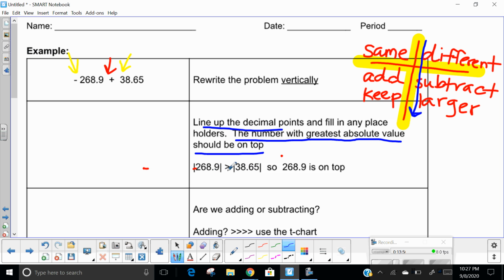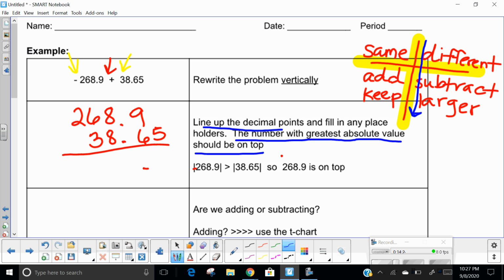So we know this number is definitely greater than the other number. So we want that number to go on top. So we're going to go 268.9. And then we're going to take the second number and we're going to line up the decimal points. And now we can put our place values in with our numbers. So we have 10's place value, 1's place value, 10th place value, 100's place value.